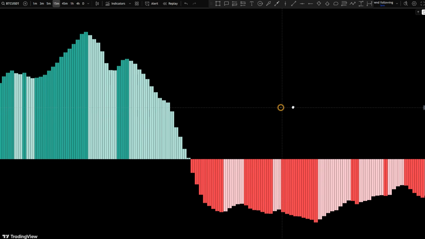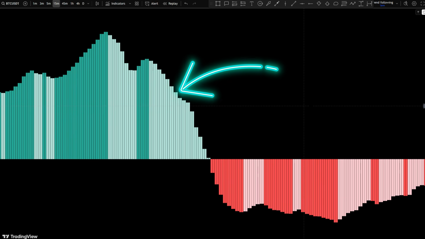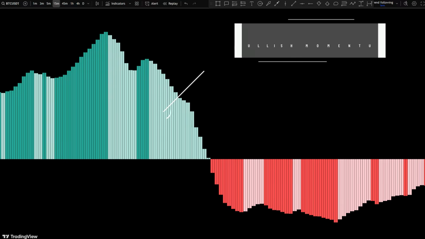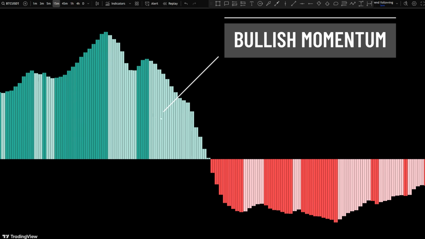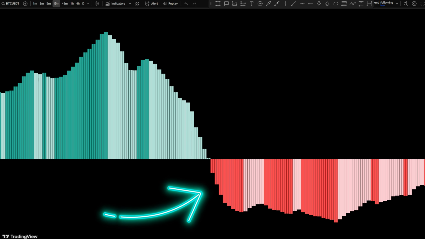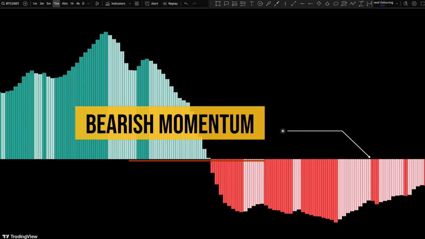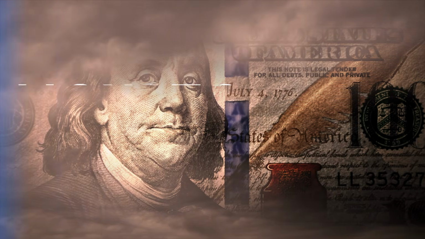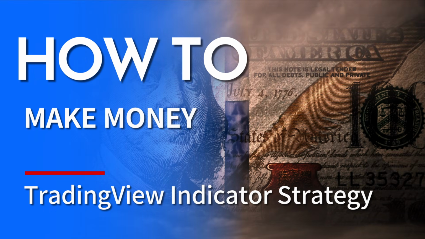So when the MACD's histogram is above the zero level, no matter what color it is, we call that bullish momentum. And when it's below the zero level, that's bearish momentum. Simple, right? Now, how do we make some money with this combo for super profits?